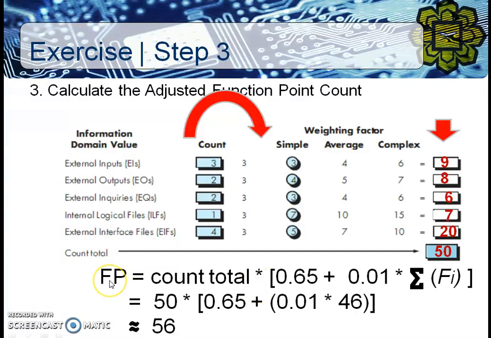So the total formula for function point is the count total, which is 50, multiplied by the total adjustment factor. We get approximately 56. That is the final value that we are trying to estimate.